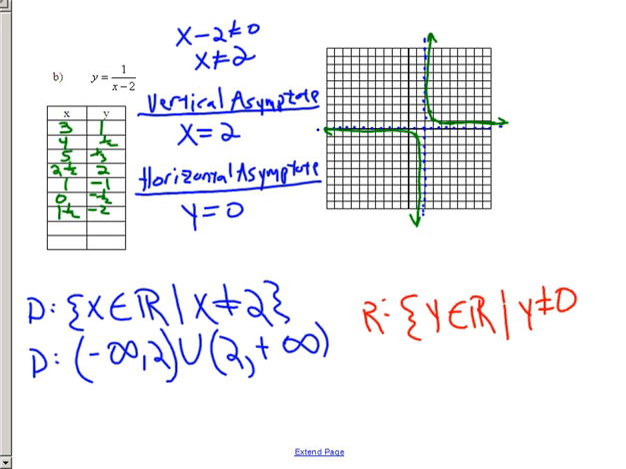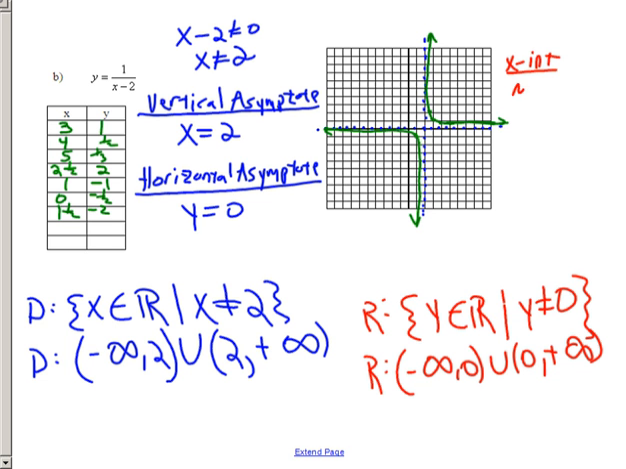It is possible, by the way, to cross horizontal asymptotes. In this case, we do not. But there are times where we do cross horizontal asymptotes. So don't automatically assume that you cannot hit a horizontal asymptote. If we wanted to use interval notation, it would be -infinity to 0 in union with 0 to +infinity. Looking at the picture, we can see that we do not have an x-intercept. It does not cross the x-axis. So the x-intercept is none.